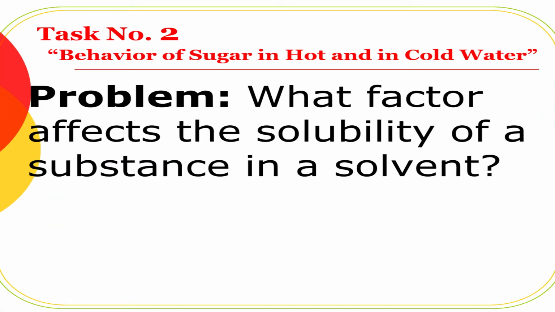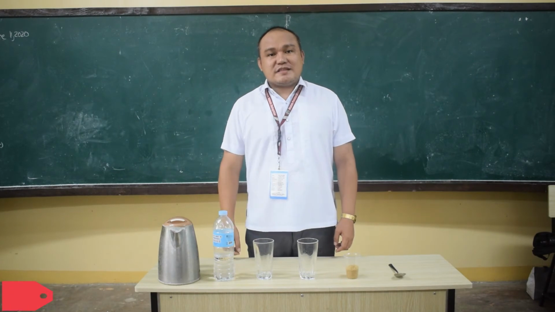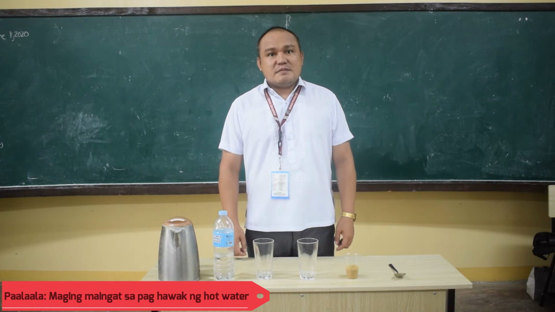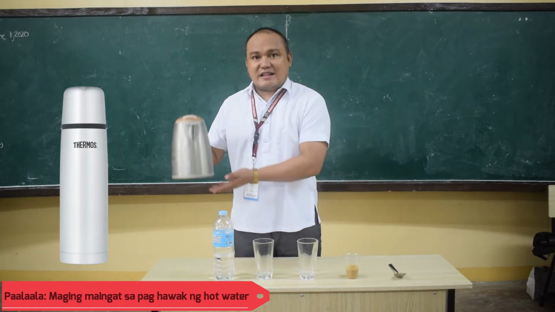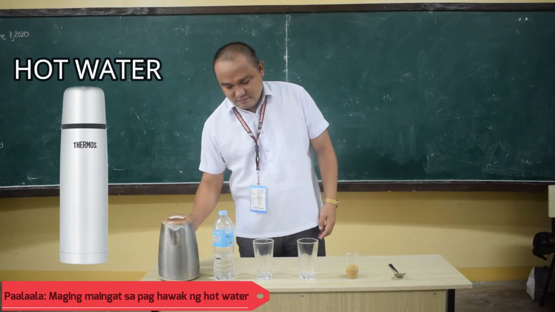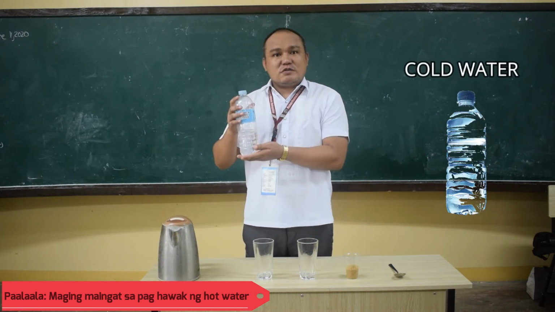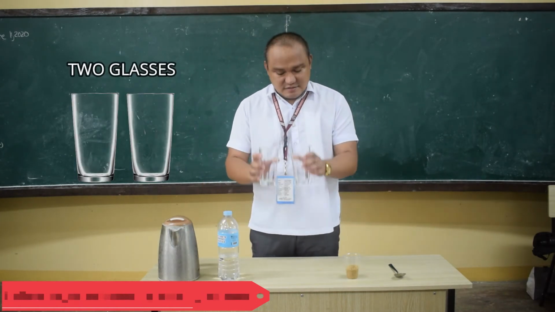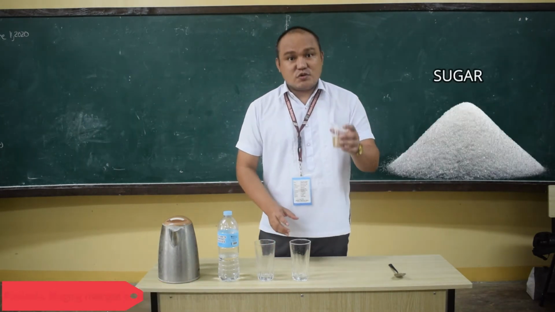Task number 2, entitled Behavior of Sugar in Hot and Cold Water. Problem: what factor affects the solubility of a substance in a solvent? Materials: hot water, cold water, 2 glasses, sugar.